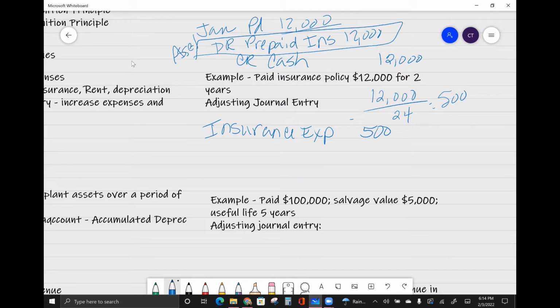And over time, I'm going to reduce it. So the adjusting entry is going to be to clear this out to zero over time. This first month, in January, because it's good for January, I'm going to expense just 1 month. So on 1/1, the entry is to insurance expense 500, and then I'm crediting prepaid insurance 500. So over time, this 12,000 is going down. It'll disappear. That account will go away in 2 years. Does that make sense? No questions? So that's a prepaid expense.